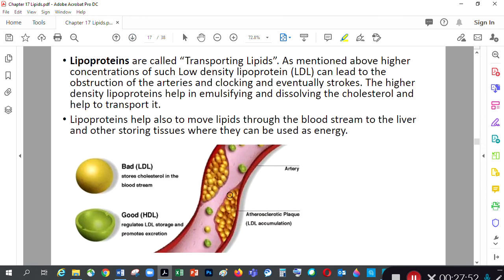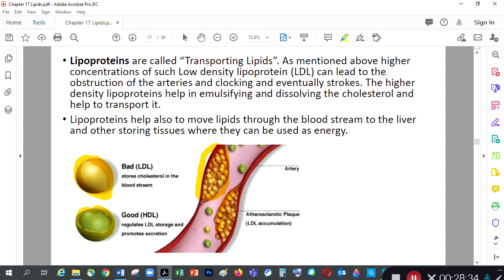Now let me show you the difference between the bad and the good lipoproteins, high density and low density. You will see this one looks like a circle, and this one here is open, like a ball. So the good high density lipoprotein regulates LDL storage and promotes its excretion and transfer into the lipids, which can be worked out, correct? And here is the area in the bloodstream, in the arteries.